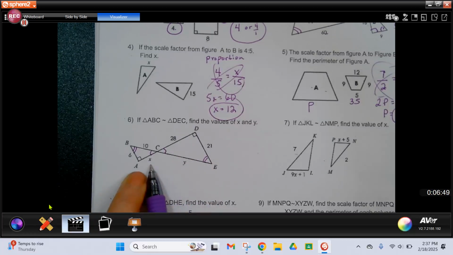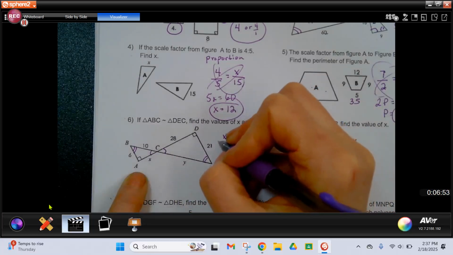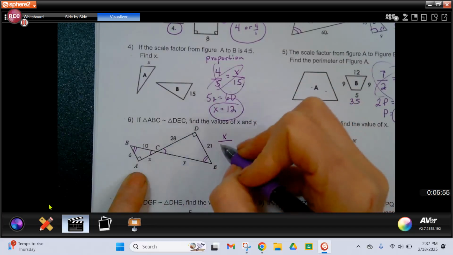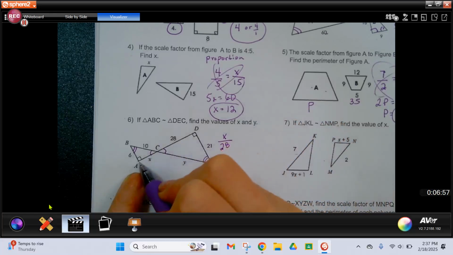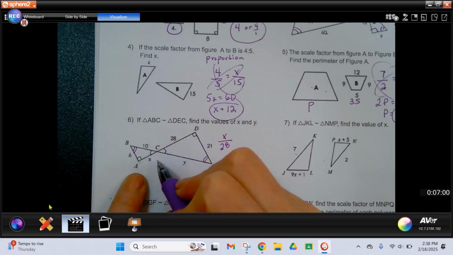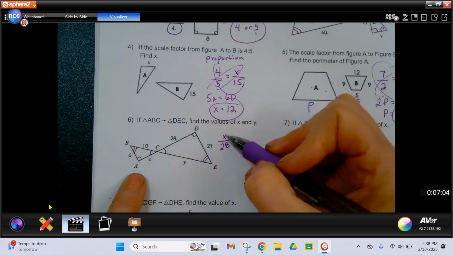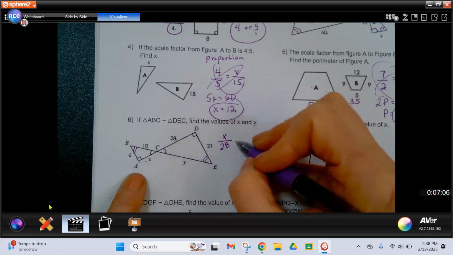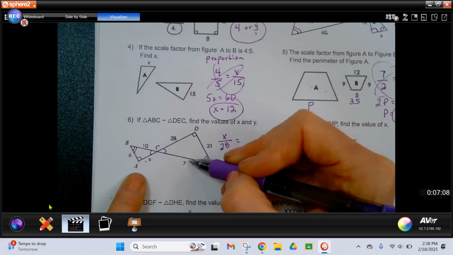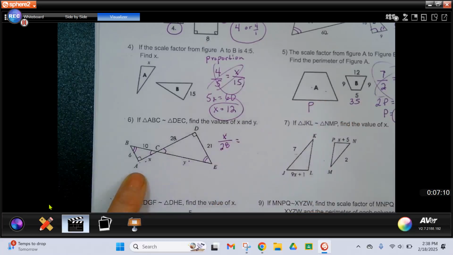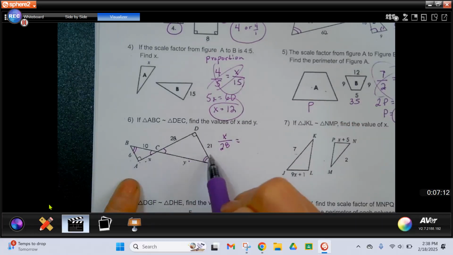So I'm going to solve for x first. Now x corresponds with 28. Notice x comes between the right angle and the one curvy mark, and 28 comes between the right angle and the one curvy mark. So x corresponds with 28. Now I'm not going to use 10 and y because I don't know what y is, but I can use 6 to 21.